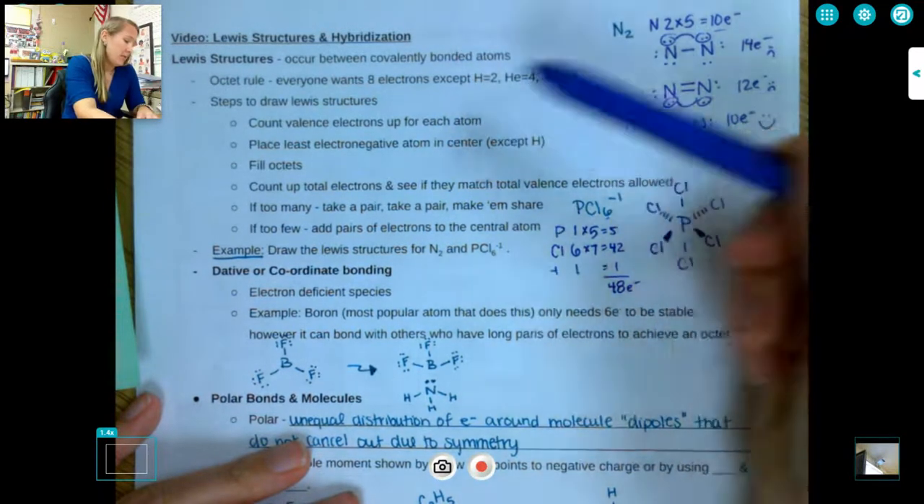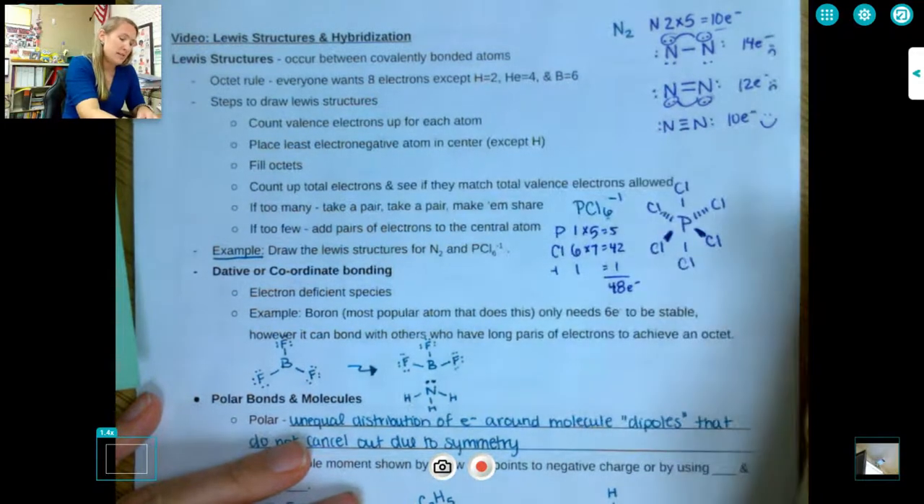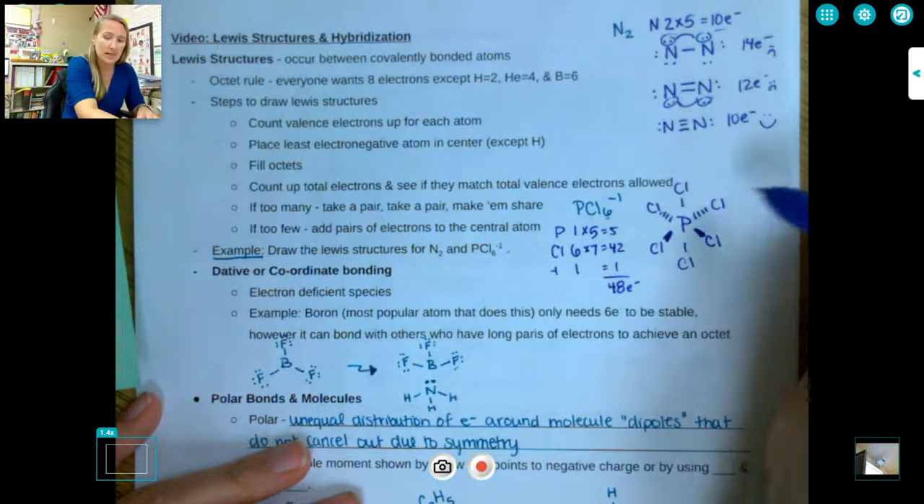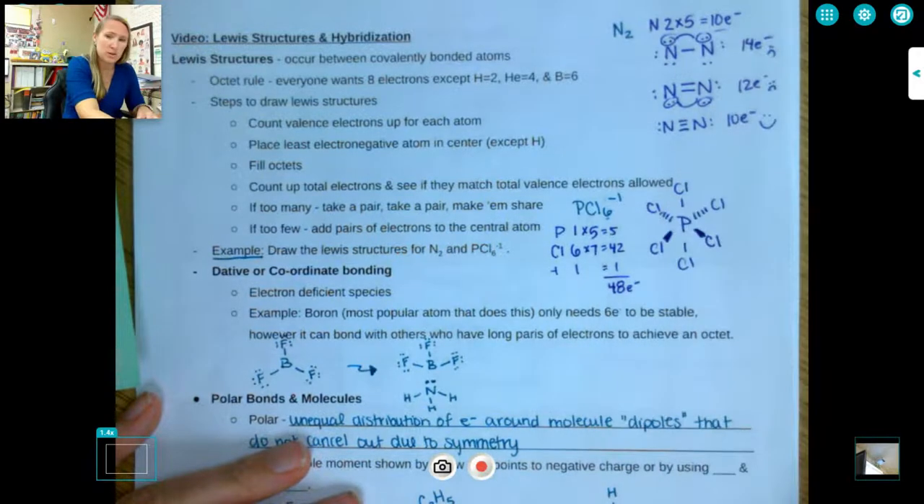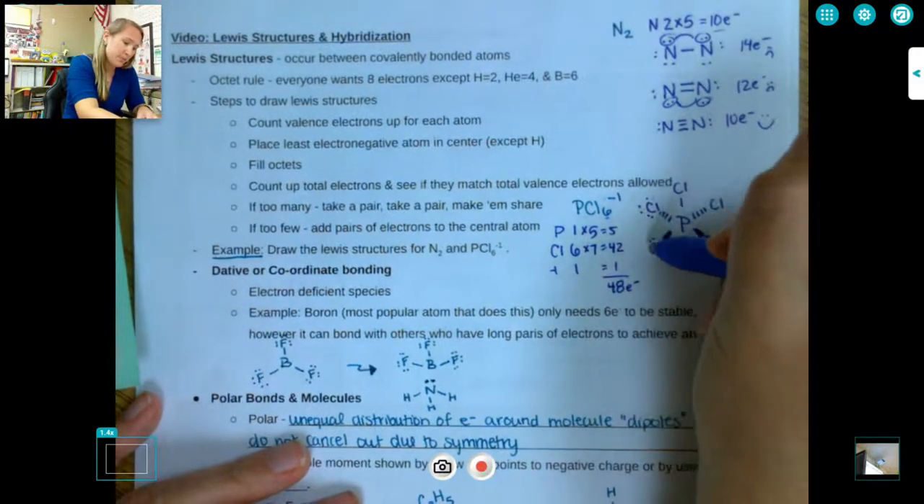So I've counted valence electrons and put my guy in the center. I'm going to fill everybody's octets. Every one of these chlorines right now has 2 electrons hanging out in this bond. So everybody needs 6 more.